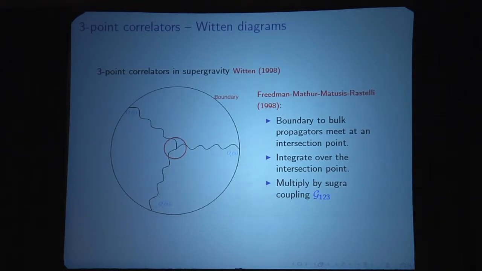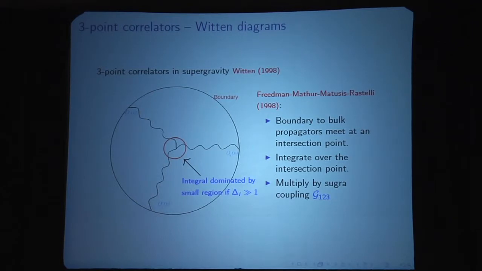And we're basically told that what we should do is integrate over the intersection point where these propagators meet, over the entire region inside this AdS space. We should also multiply by some supergravity coupling, G_123. Now, if the dimensions of all the operators are much, much greater than 1, then it turns out that this integral is highly peaked around an interior region of this AdS space.